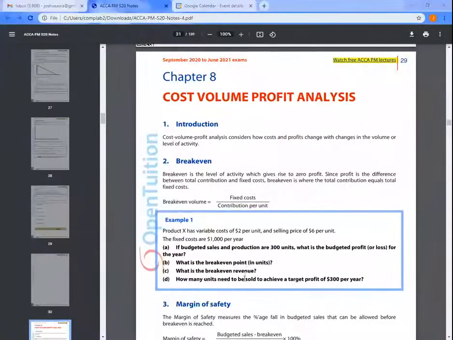Yes, so let's go to the next thing. The next thing that I would want us to do, ladies and gentlemen, is here. How many units need to be sold to achieve a target profit of 300 per year?